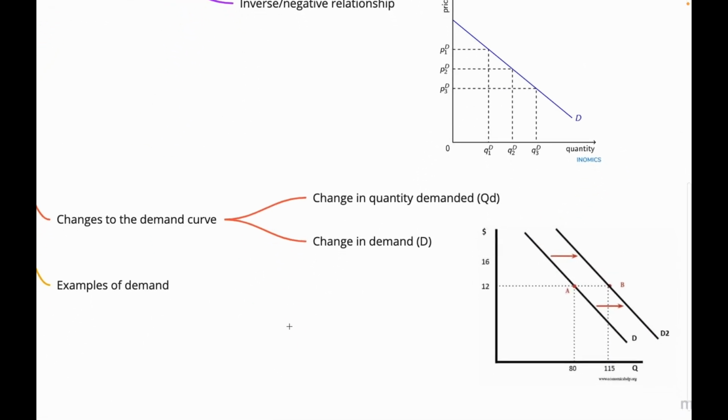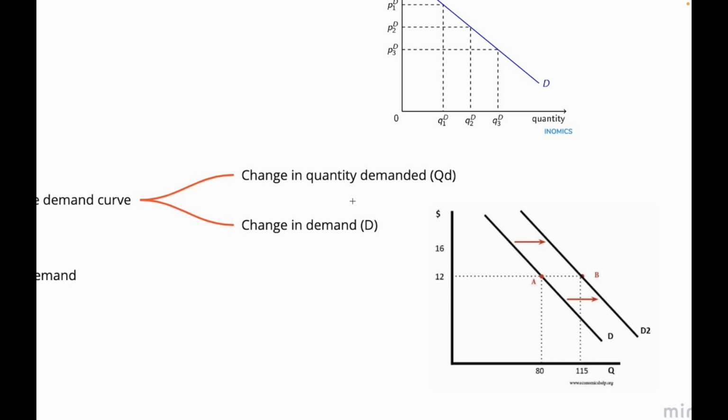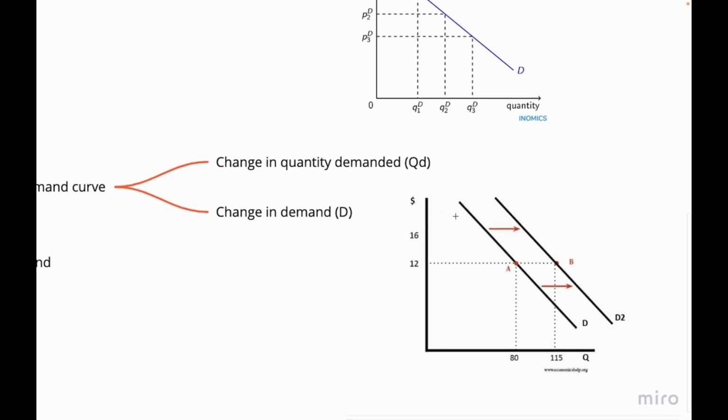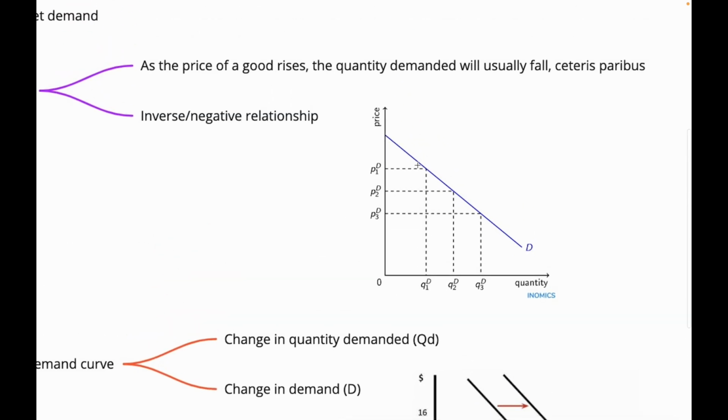Next, let's look at some of the changes to the demand curve. There are two ways that the demand curve could change. One is the change in quantity demanded, and this refers to a change along the demand curve. It's like this graph right here. If it's along the demand curve, it means that the point shifted from here to here, but the demand curve itself did not experience any movement.